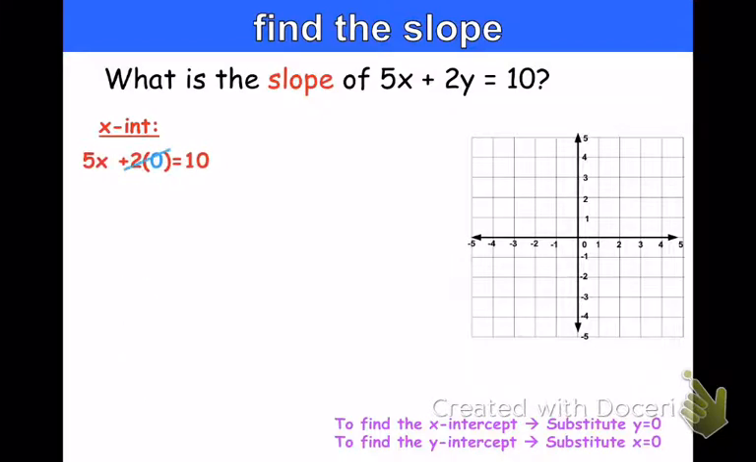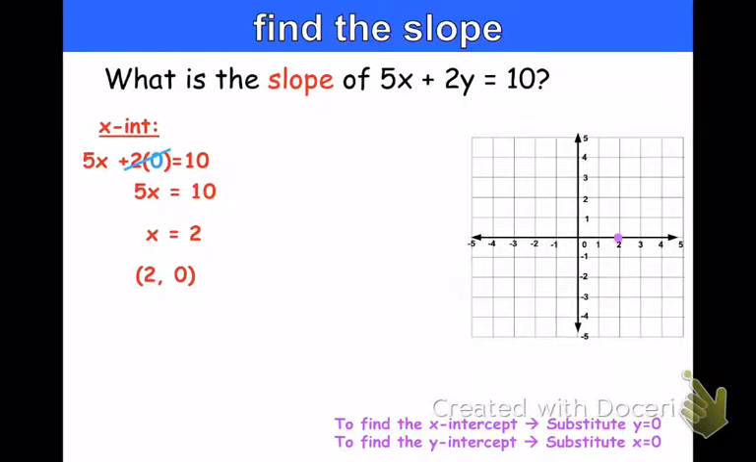2 times 0 cancels. I'm left with 5x equal to 10. And if I divide both sides by 5, I get 2 as my x-intercept. So the line crosses the x-axis at (2, 0). Then I repeat the same process for the y-intercept. If you want to pause it and do it and then come back, that's fine.